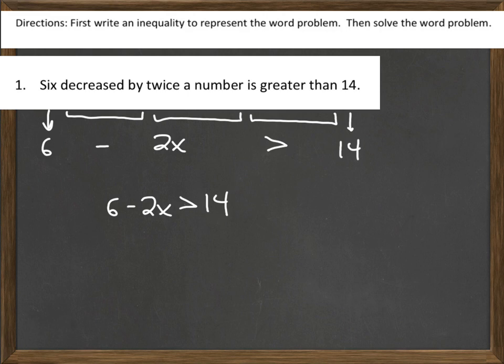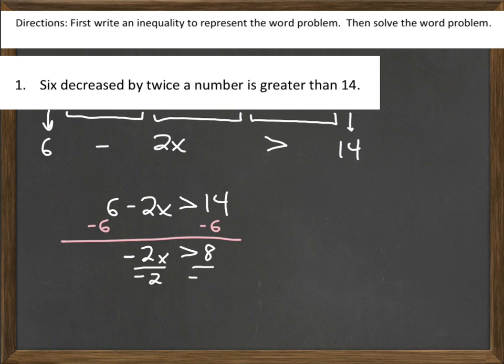Let's go ahead and solve this inequality. First, I'm going to subtract 6 from both sides of the inequality. This gives us negative 2x is greater than 8. I am then going to divide both sides by negative 2, remembering that dividing by a negative number triggers one of our rules, and therefore we must reverse the inequality symbol. So our final answer is x is less than negative 4.